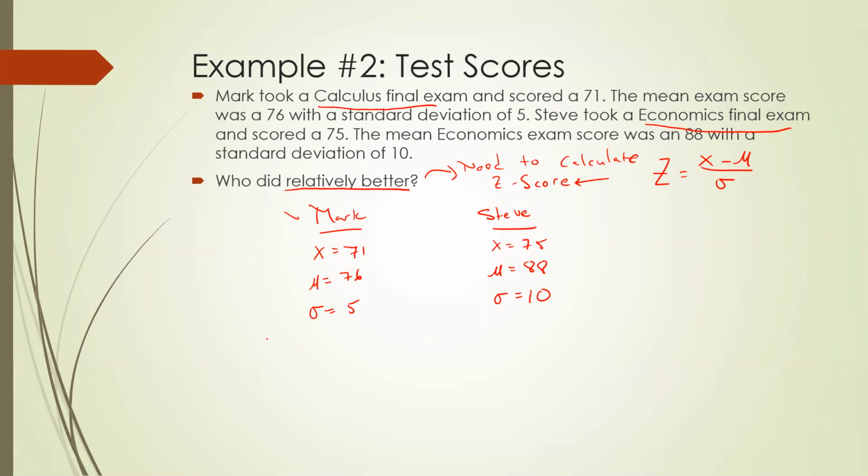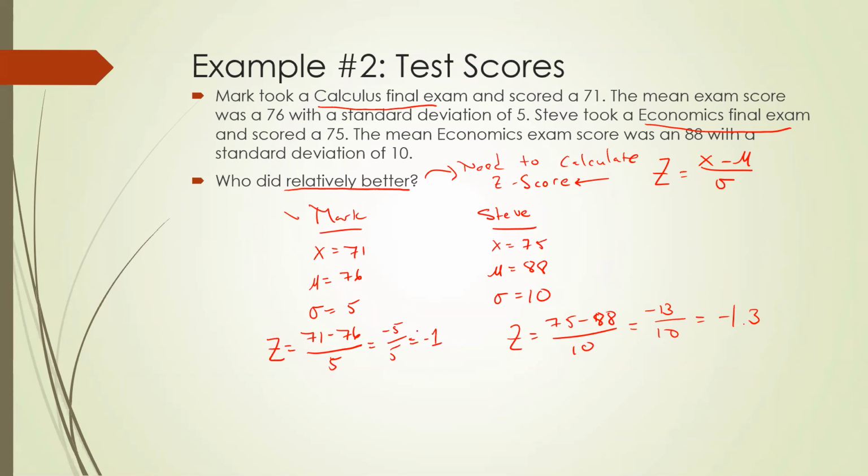So the z-score for Mark, you would take 71 minus 76 and divide it by the standard deviation of 5. So you would get minus 5 divided by 5. His z-score is -1. Steve, on the other hand, you would take 75 minus 88 divided by that standard deviation, which is 10. 75 minus 88, I believe, is minus 13 over 10. And you get minus 1.3.